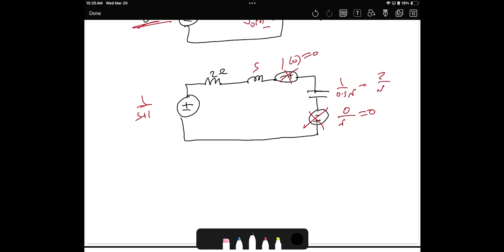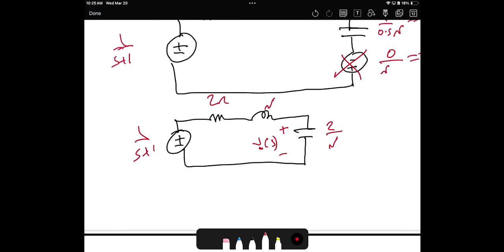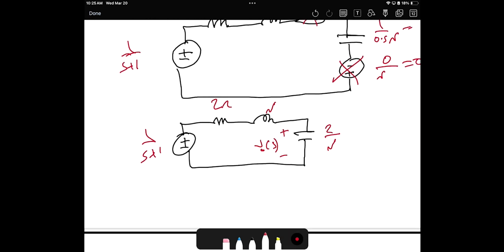So then I'm going to redraw the circuit again by removing these zero elements. It will look very similar to the phasor domain: 1 over s plus 1, 2 ohms, s, and this one 2 over s. Our target is to calculate the voltage. How to calculate the voltage? It's circuit analysis. We need to calculate the voltage across this capacitor.